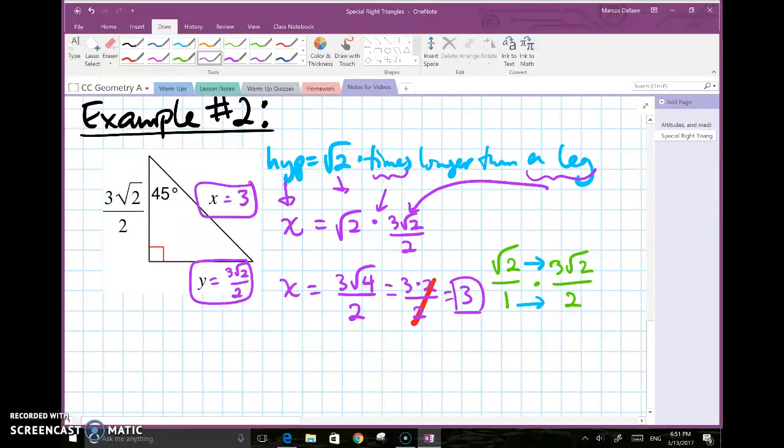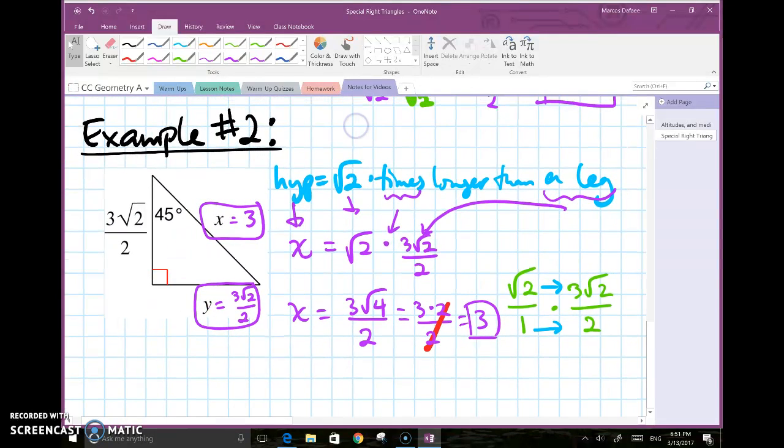So the foundation for answering these 45, 45, 90 special right triangles is just to understand the connection between the hypotenuse and either of the legs of that triangle. If you can understand that it's longer by that amount, and that radical 2 represents an amount by which it's longer, then you don't have to memorize anything, okay?